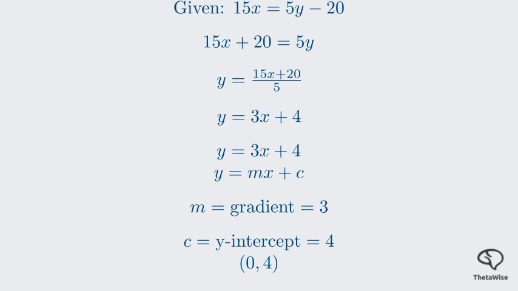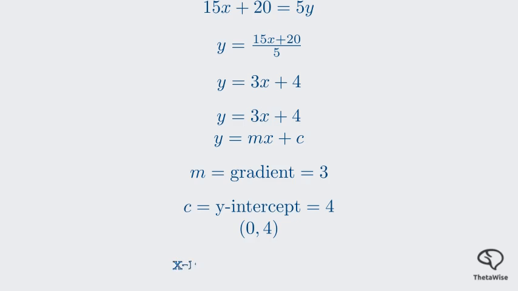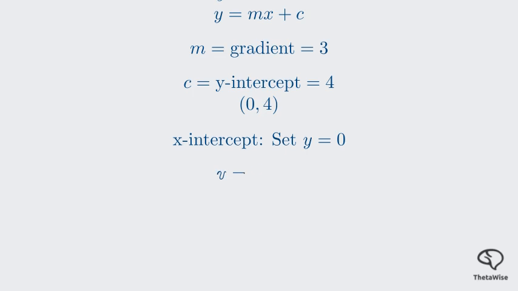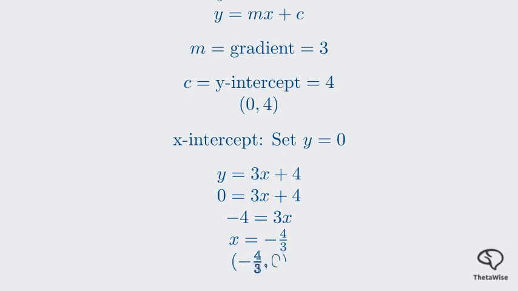Now for the x-intercept. The x-intercept is the point where the line crosses the x-axis. At this point, the y-coordinate is always 0. So to find the x-intercept, we set y equal to 0 in our equation. We have 0 equals 3x plus 4. Subtracting 4 from both sides gives negative 4 equals 3x. Dividing by 3, we find that x equals negative 4 over 3. The x-intercept is therefore negative 4 over 3, 0.